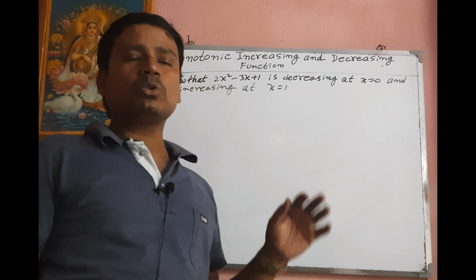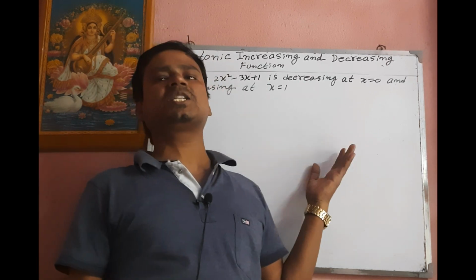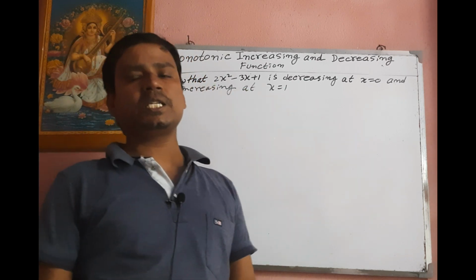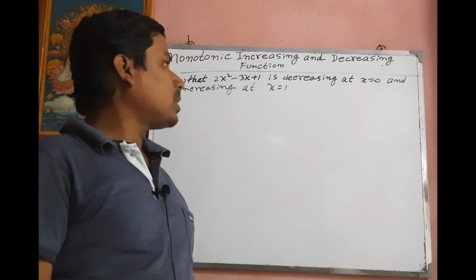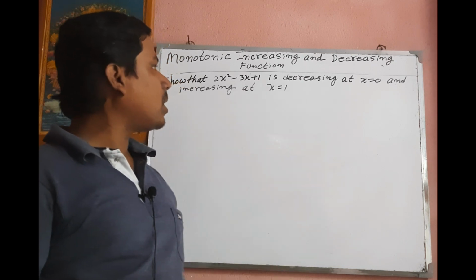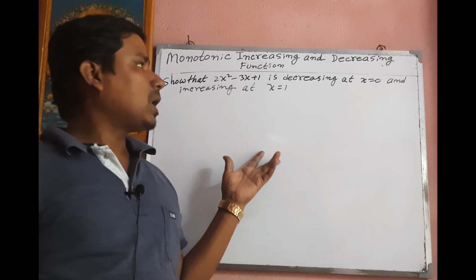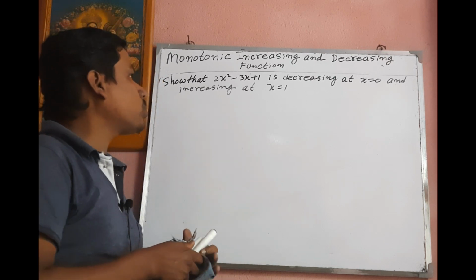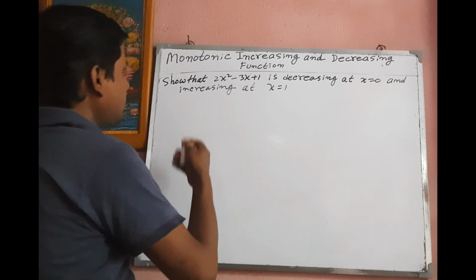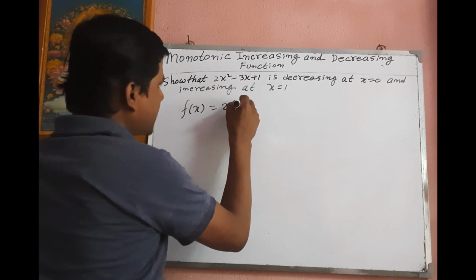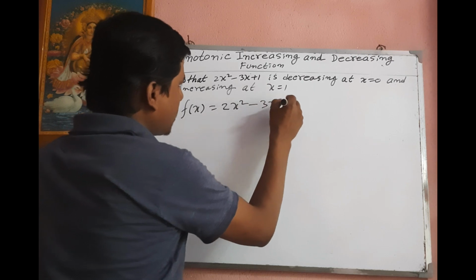Now we are moving to the last part of the day, the last discussion of the day on this topic, monotonic increasing and decreasing functions. Now we are discussing one example of a decreasing and increasing function at some point. According to the given information, we can write f(x) = 2x² - 3x + 1.